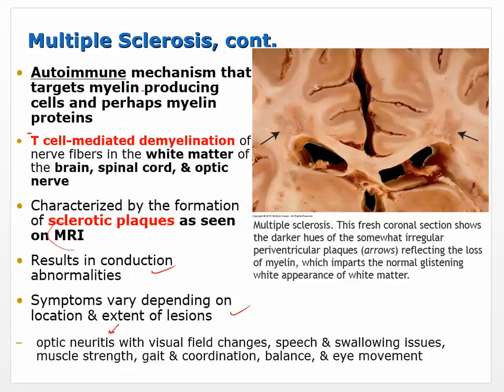Optic neuritis with visual field changes. So eyes can be affected early. Speech and swallowing issues are more critical, a more serious type of symptom. Especially with swallowing, you have to be able to swallow to eat. Muscle strength, gait and coordination, balance, and eye movement can all be affected. So this is MS. Things to remember: it's autoimmune and it's central nervous system.